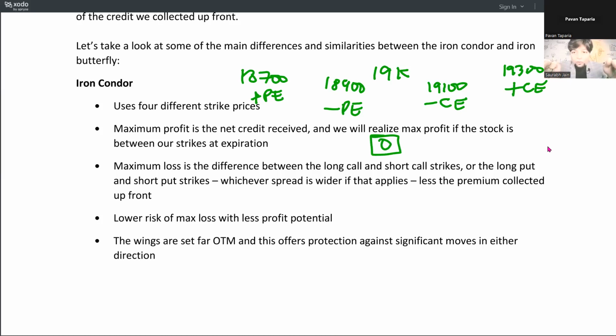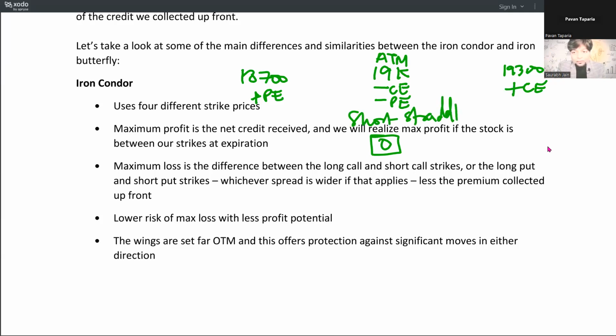Okay. Now, if I want to create an iron fly, I will not do this. I will sell the call and the put at the money, which is basically a straddle. So I will do a short straddle, obviously. Okay. Not a strangle, a short straddle. At the money. So one strike is involved. Which one? 19,000. Earlier it was 4 strikes, right? 19,100, 18,900, 19,300, 18,700.